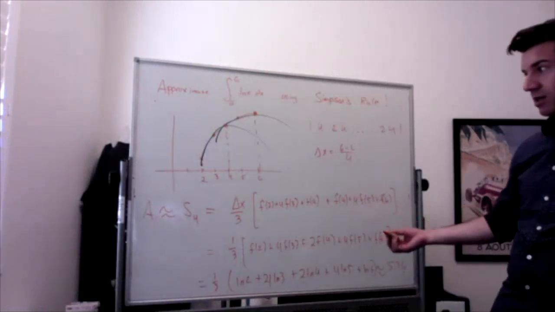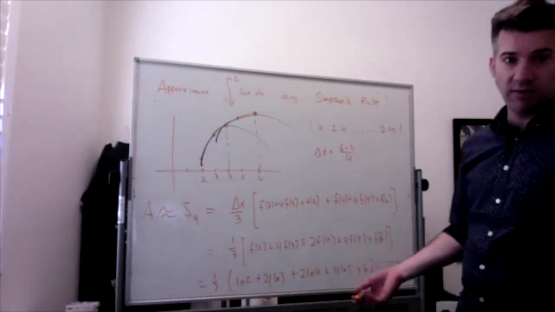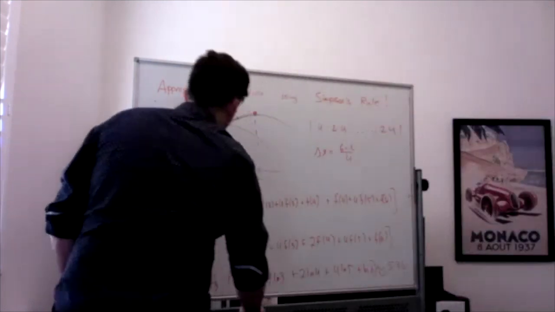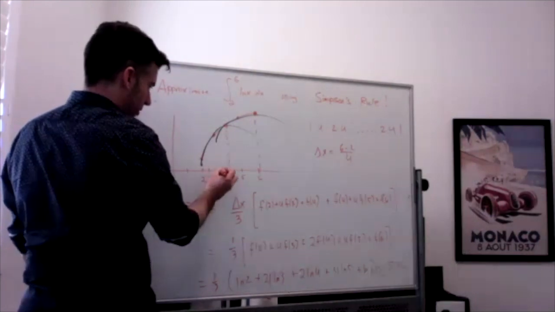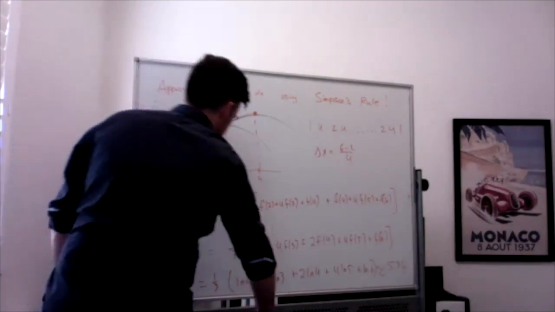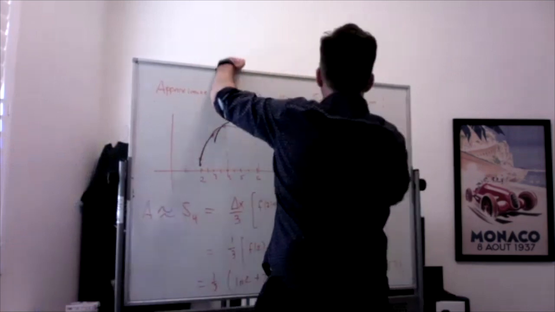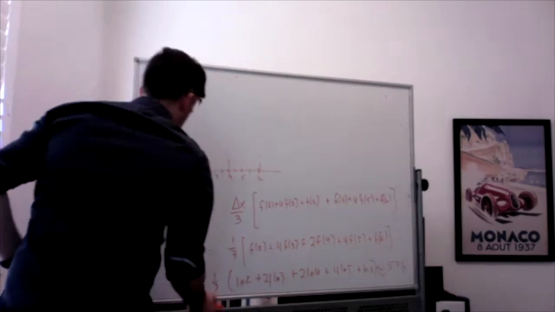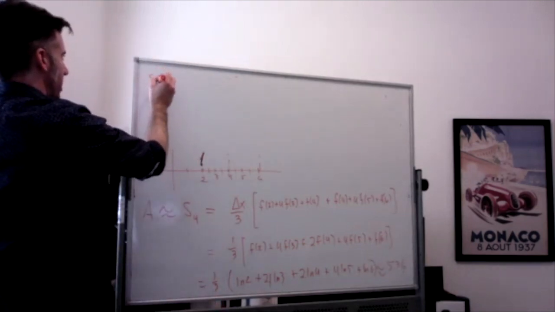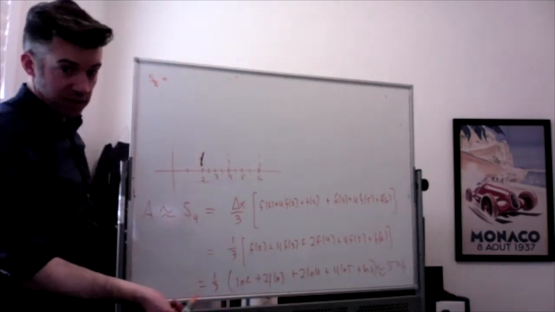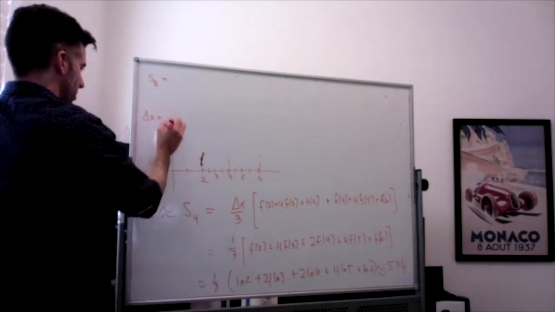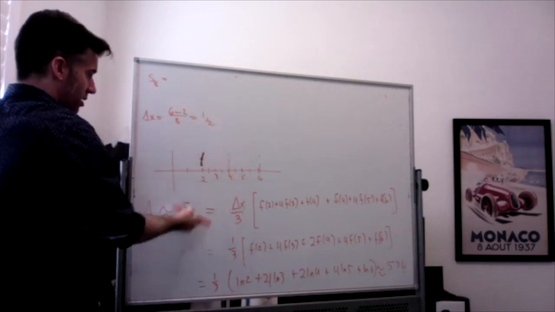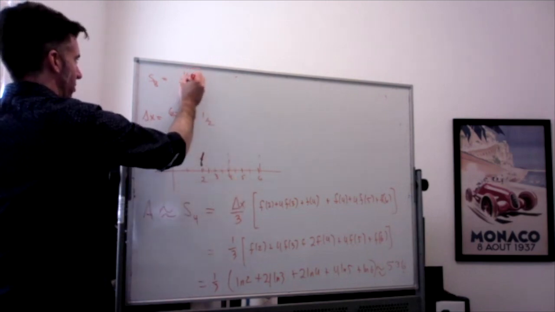Hopefully you guys can see, if you continue this pattern, let's say instead of doing 4, we wanted to do 8. So I broke it up into 8 subsections. Then our Simpson's rule using 8, well, our delta x would be different. Our delta x would be 6 minus 2 over 8, which is 1/2. So our delta x over 3 would be 1/2 over 3.